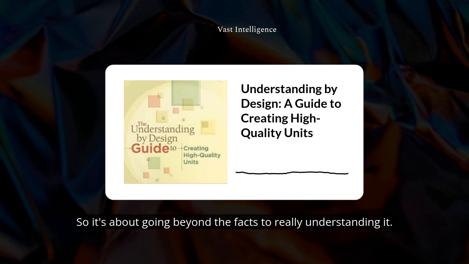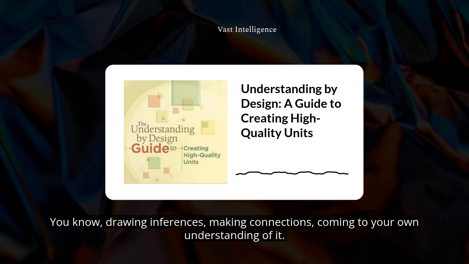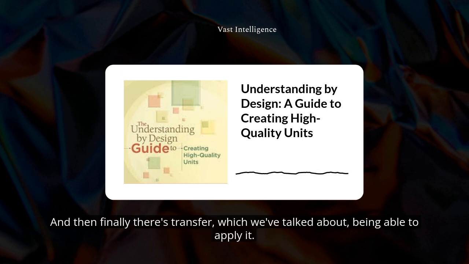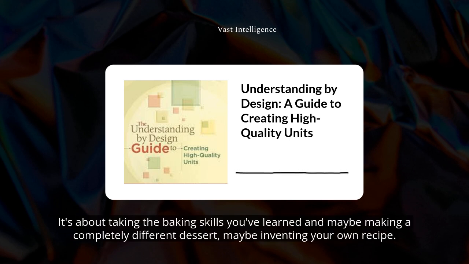Okay. That's where meaning making comes in. So it's about going beyond the facts to really understanding it. Exactly. Drawing inferences, making connections, coming to your own understanding of it. And then finally, there's transfer, which we've talked about. Yeah. Being able to apply it. It's about taking the baking skills you've learned and maybe making a completely different dessert. Maybe inventing your own recipe.